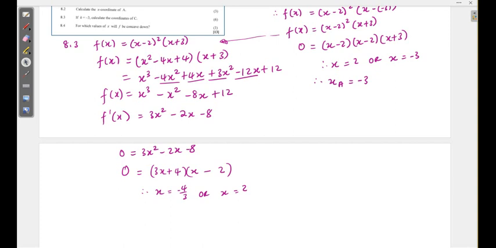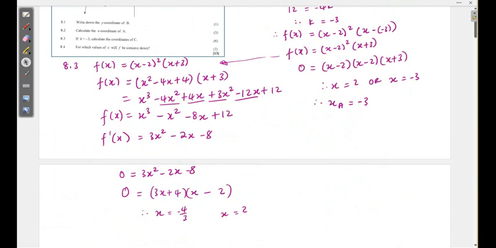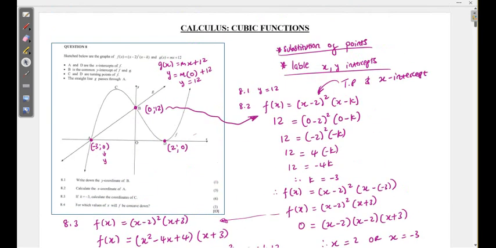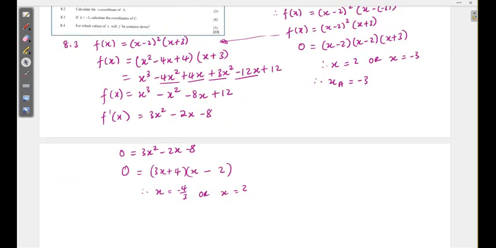Alright, so now for the coordinates of C, we already know that this 2 is for D, because D is also a turning point. For C, it will simply be negative 4 over 3. So now you find the corresponding y value by substituting into the original equation: f of negative 4 over 3 is equal to negative 4 over 3 minus 2 all squared, and then negative 4 over 3 plus 3.